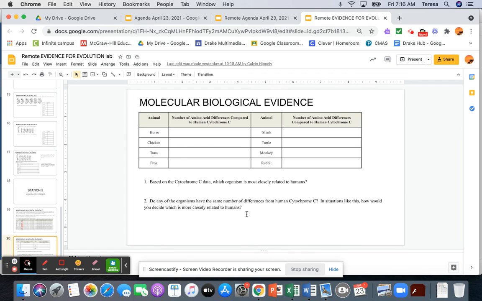And then the second question here: do any organisms have the same number of differences from humans in cytochrome C? And remember, cytochrome C is one common protein that's in common between all these species. There are lots of common proteins, so if we have the same number of differences, we might investigate a different protein and use that to help us distinguish which one's more closely related.